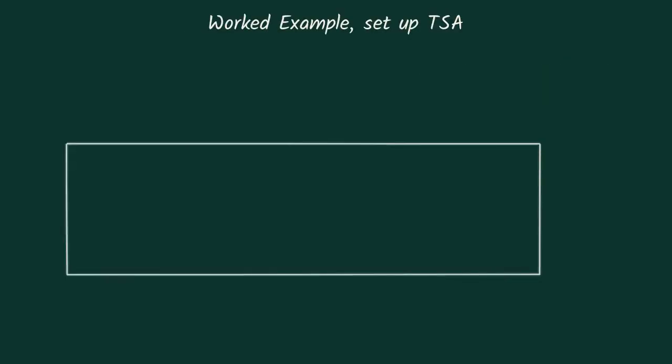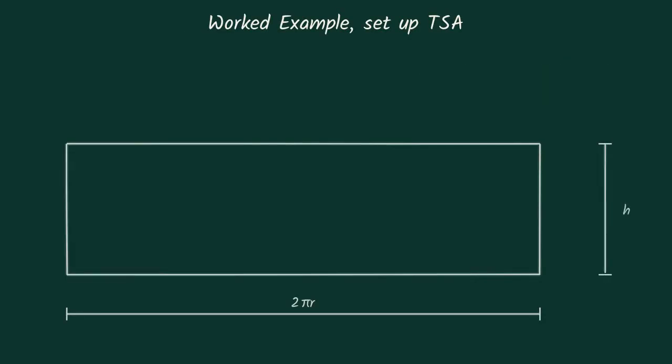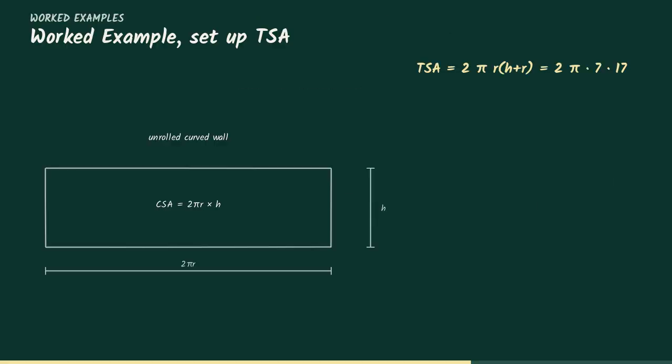Find the total surface area of a closed cylinder with radius 7 cm and height 10 cm, using pi as 22/7. Write total surface as 2 pi r times (h plus r). Here that is 2 pi times 7 times 17.